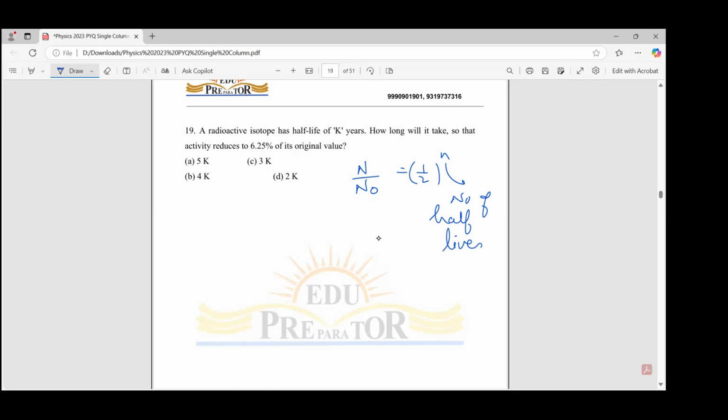So the question says the value is reduced to 6.25%. So 6.25% of the value is equal to half raised to the power n. Now we simplify, this goes to 1 by 16, so n is equal to 4. As n comes 4, we have B as the correct answer.